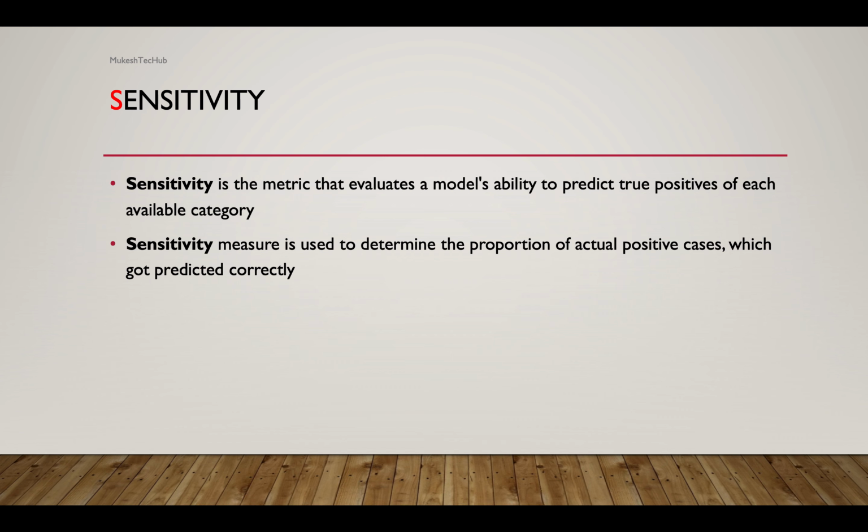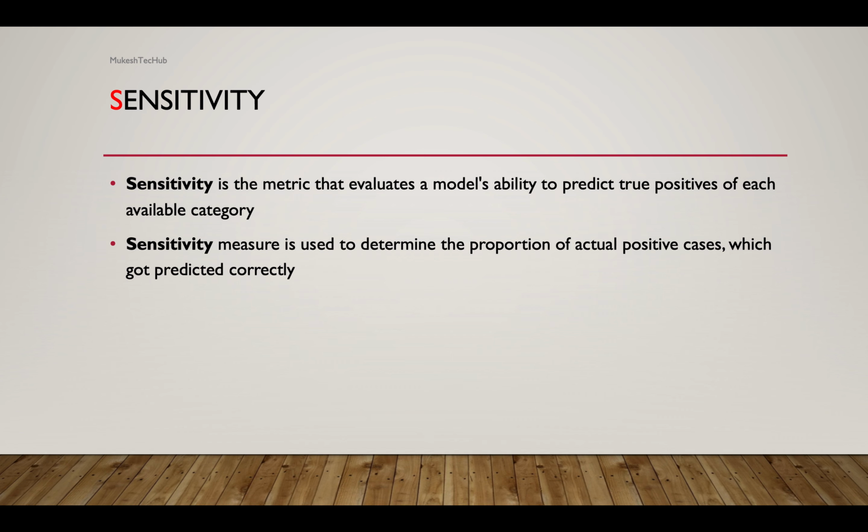So basically sensitivity is the metric that evaluates a model's ability to predict true positives of each available category. So if you are given a data set with different categories and you want to calculate the true positive for each available category, then you need to apply sensitivity. And sensitivity is used to determine the proportion of actual positive cases which got predicted correctly, right?